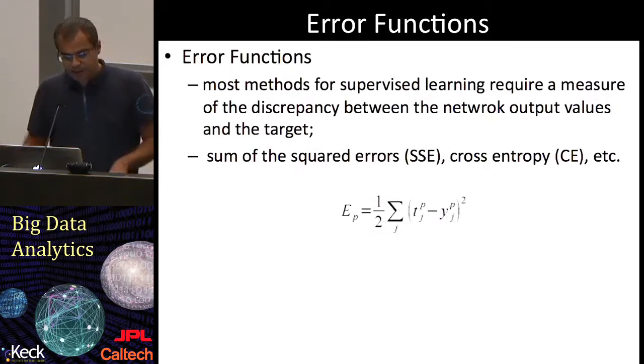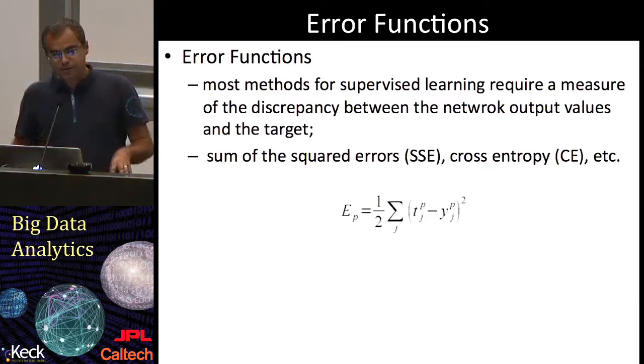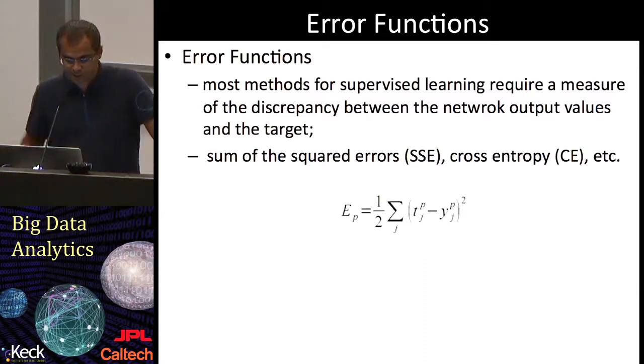Now, let's talk about error functions. Most methods for supervised learning require a measure of the discrepancy between the network output values and the targets. Two commonly used error functions are the sum of squared errors and the cross entropy.